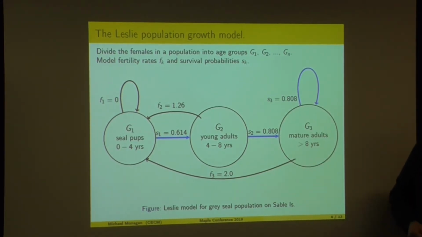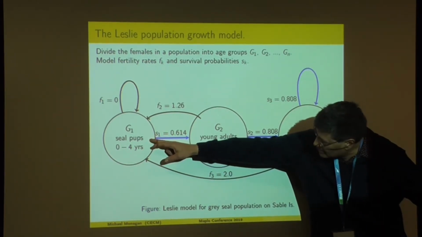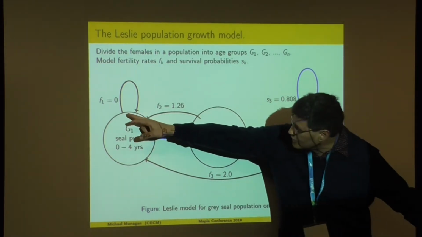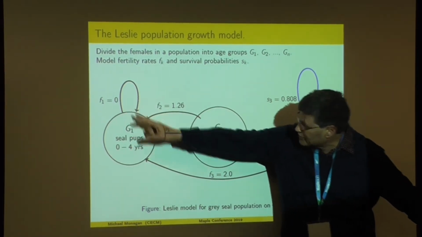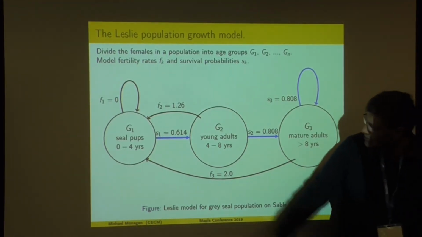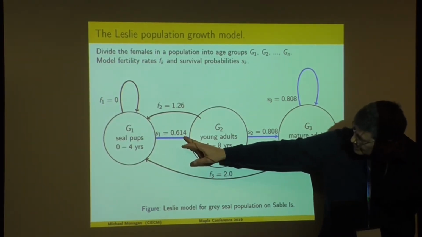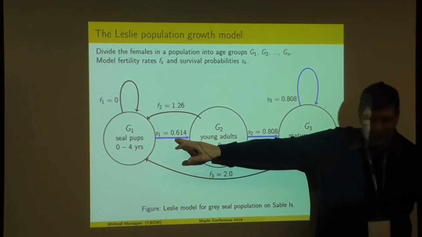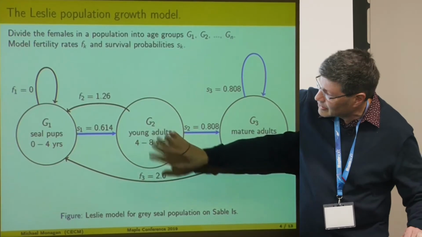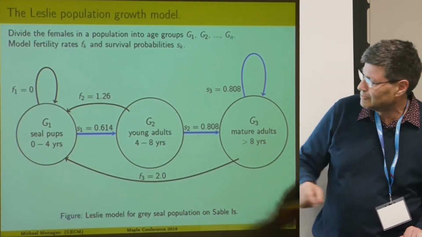And in the example, I have three age groups. Group 1 is seal pups, or seal babies. They are aged 0 to 4 years. And they don't reproduce. F1 means their fertility rate is 0 there, so they don't have seal babies. And 0.614, 61% of them survive. And that is the problem for the fishermen, that number right there. The data was gathered over time by some biologists, I assume.